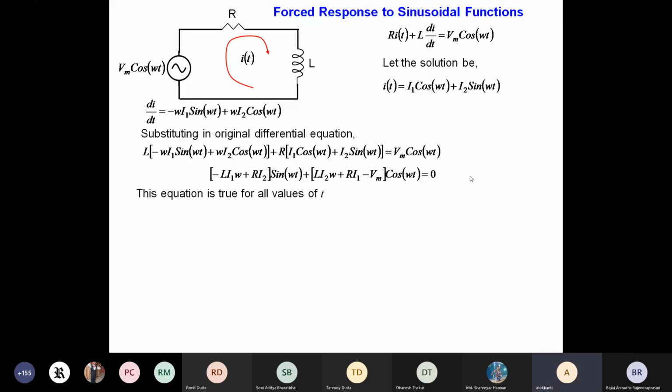Your minus omega L I1 plus R I2, the coefficient of sin omega t, should be equal to 0. Similarly, the coefficient of cos omega t, that is omega L I2 plus R I1 minus Vm, should be equal to 0.